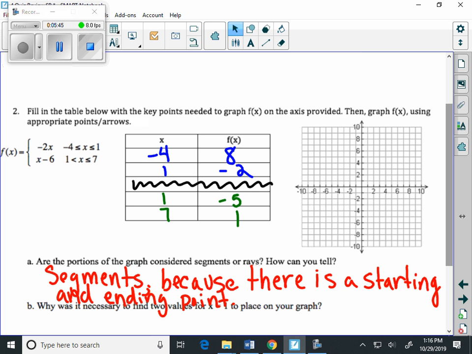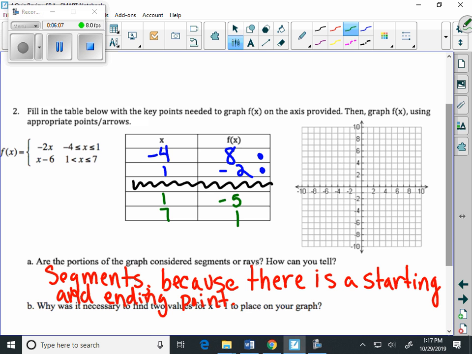We also do want to take a look at what kind of points we are going to have on here. So I want to go back up here, and it says negative 4 is less than or equal to x is less than or equal to 1. Negative 4 is less than or equal to. When we have an equal to, we're going to have a solid dot. It says x is less than or equal to 1. We're going to have a solid dot.